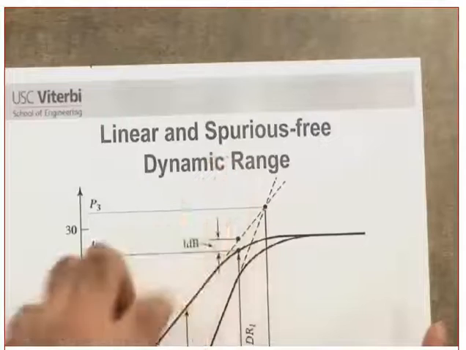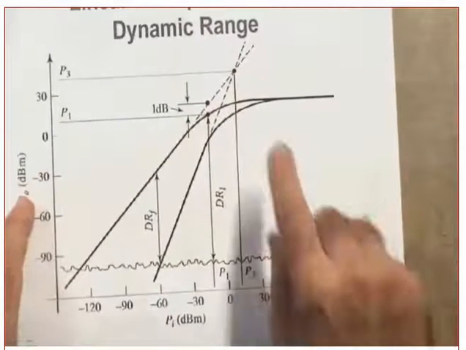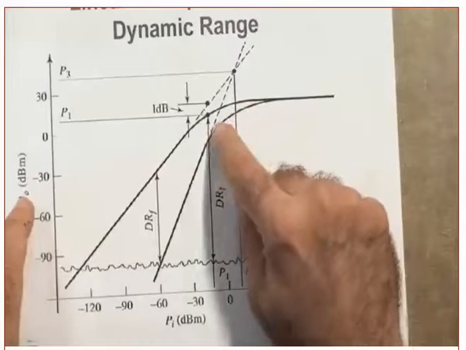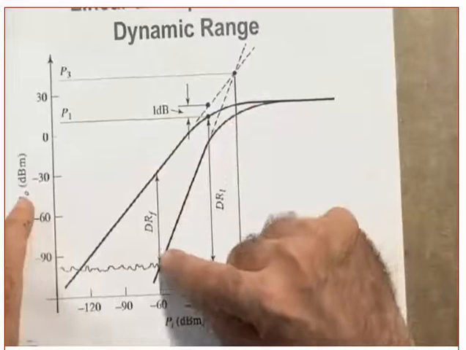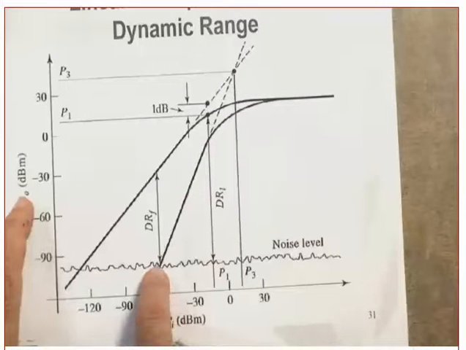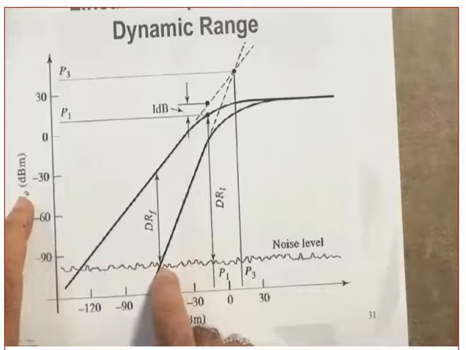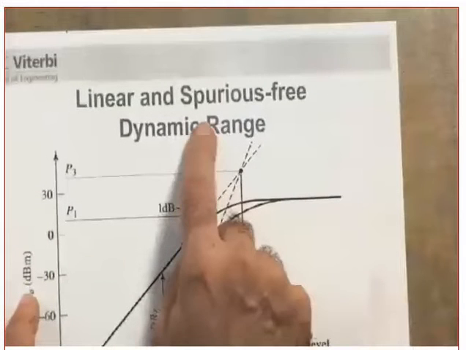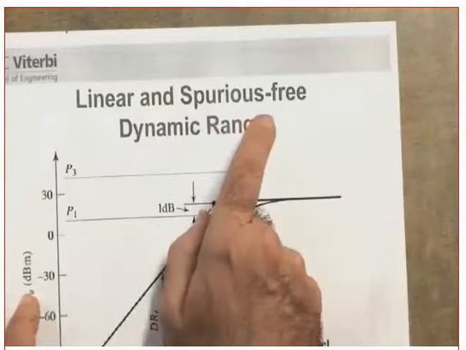What is the spurious-free dynamic range? Let's see if you can help me. This is the third order intermodulation. The point where it intersects the noise floor. What does that mean? When it intersects the noise floor, the effect of the third order intermodulation becomes not significant. And that is why we call it spurious. What is a spur?